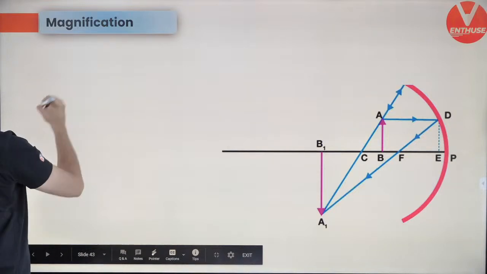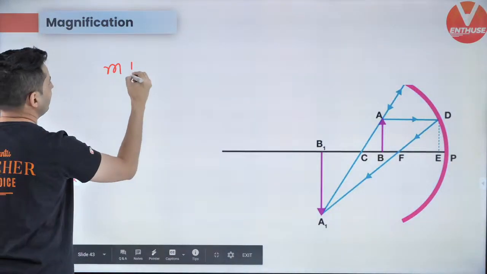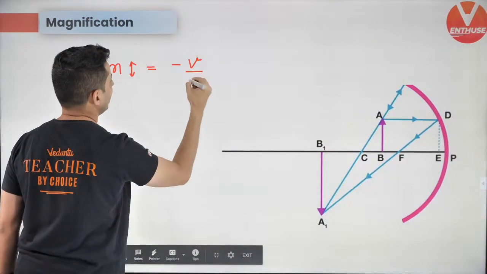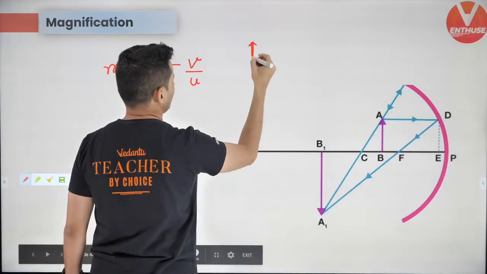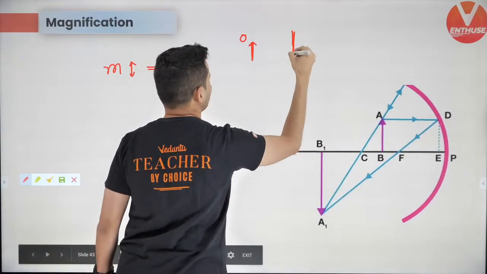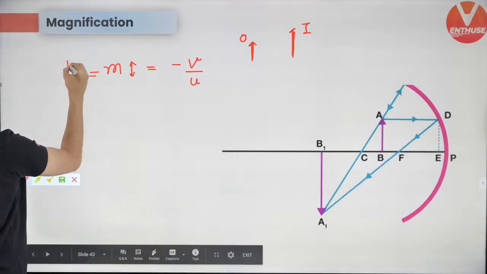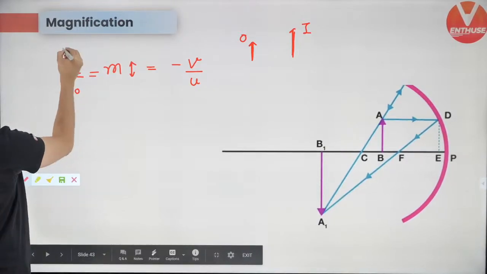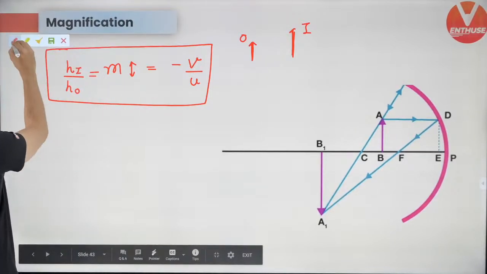Next, magnification. There are 2 types of magnification, guys. One is the magnification which happens laterally, and that is -v by u. That means if you have an object like this, the image is like this. So this magnification is the image height by the object height. So this is basically along the height what kind of magnification happens.